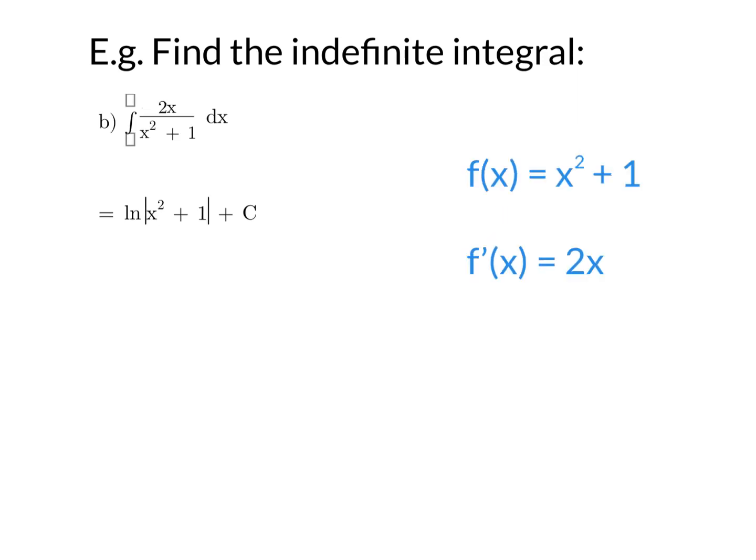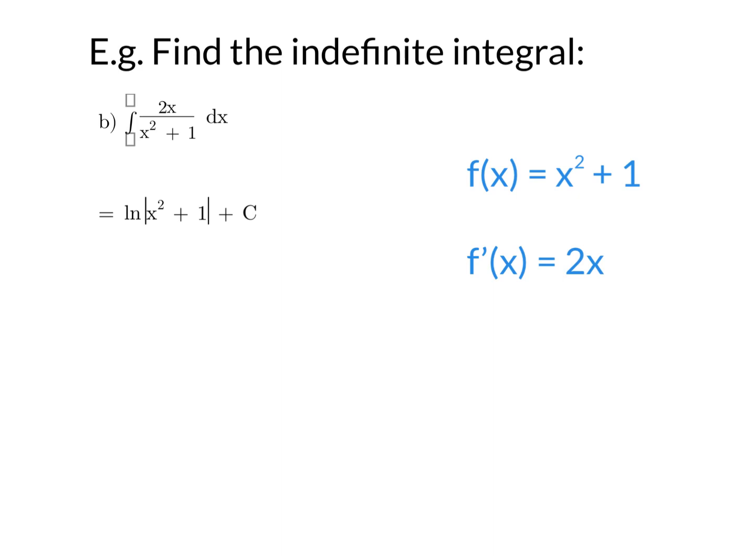Second one, the f of x is what's on the denominator, so the x squared plus 1. F dash of x is 2x. That is what's on the top. So it is in the form of f dash of x over f of x. Therefore, it's ln of x squared plus 1, plus c.